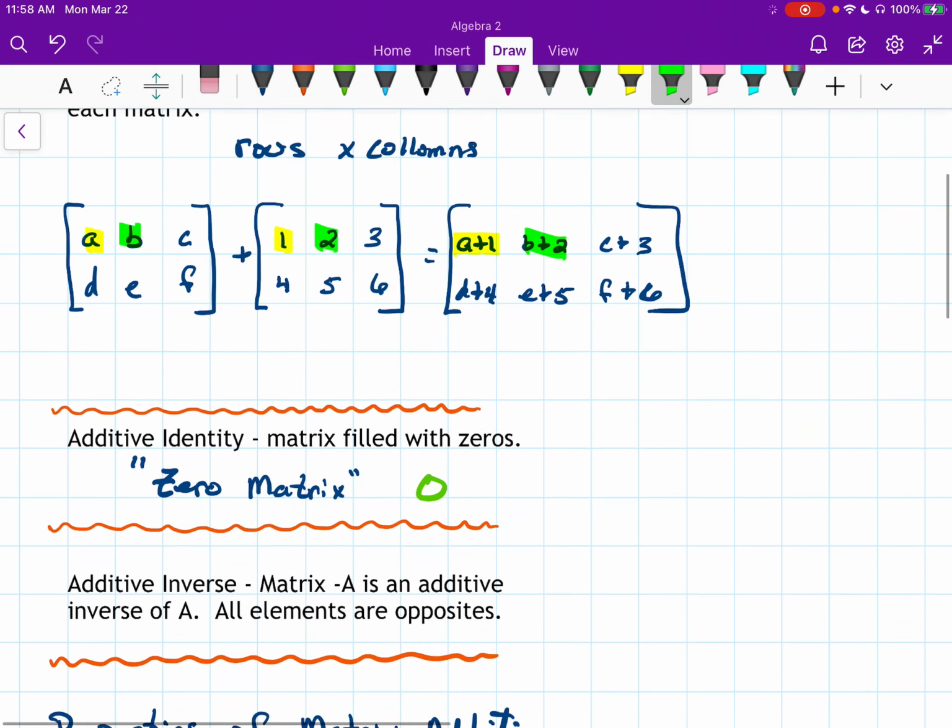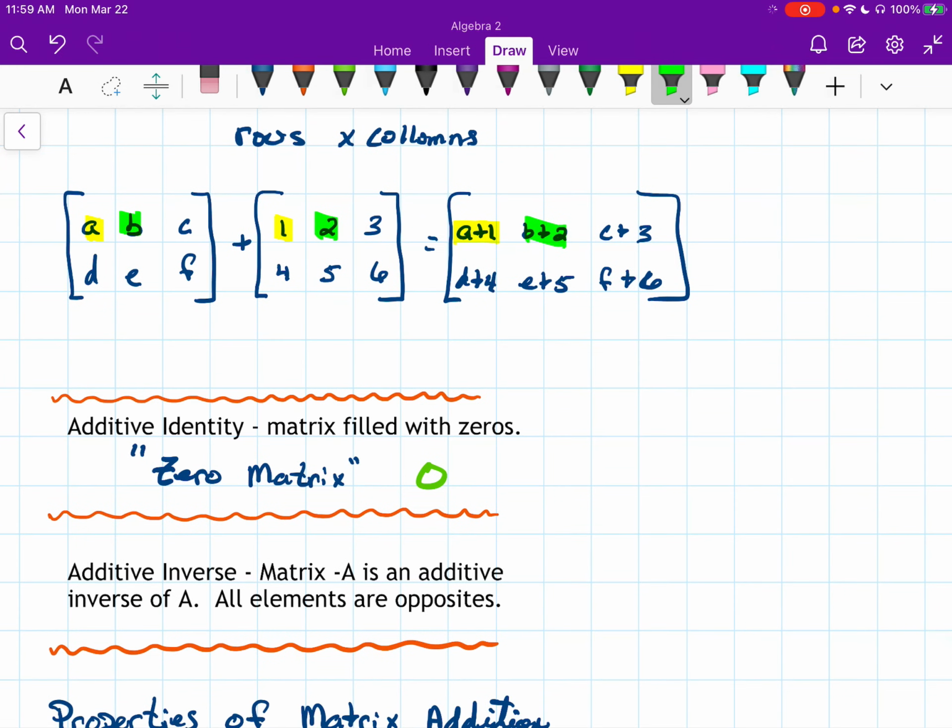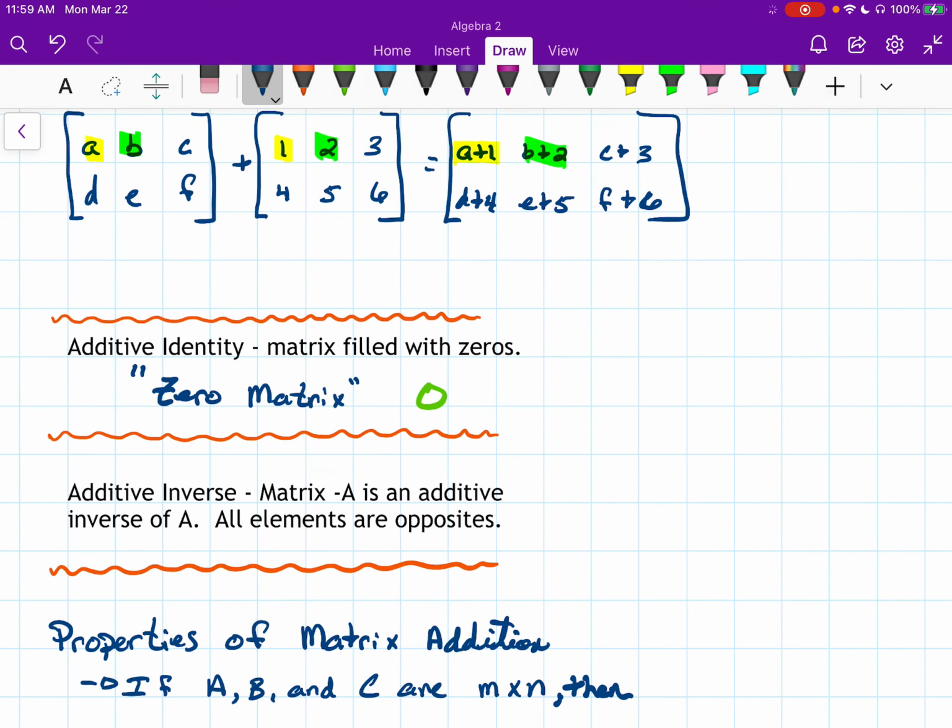They have an additive identity. You add 0 to it. It's a matrix filled with zeros, and that's the same thing with regular numbers. Some people describe the number 0 as the additive identity because you add 0 and you get the same thing. The additive inverse is the negative version of it. Like with regular numbers, the additive inverse of 5 would be negative 5, right? The matrix negative A is the inverse of A, because if you add them up, you get 0, okay?